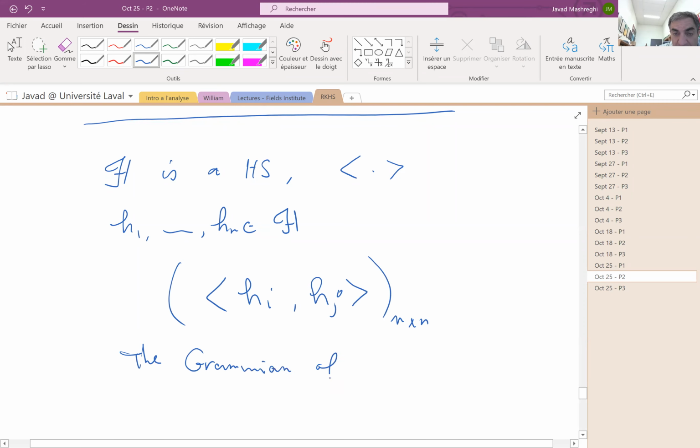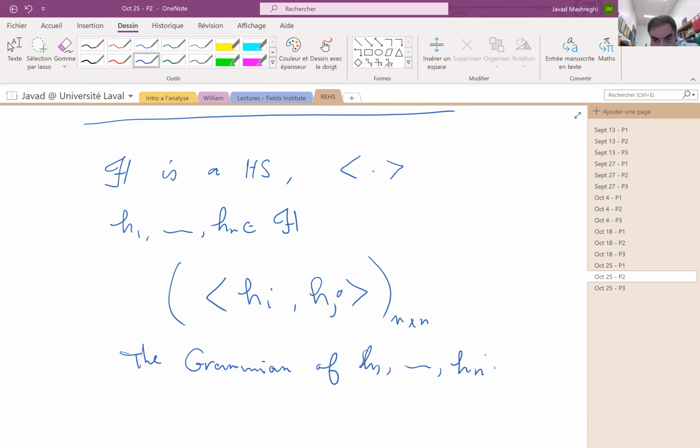Gramian of H1 up to Hn. The way it's defined here, it's the matrix. In some books, the determinant is called the Gramian, and some books even mention the determinant Gramian. So you need to be careful which text you use. For us, it's the matrix here.